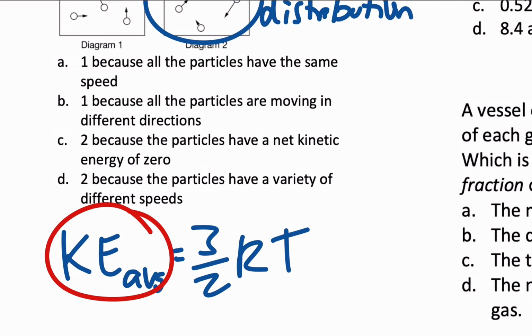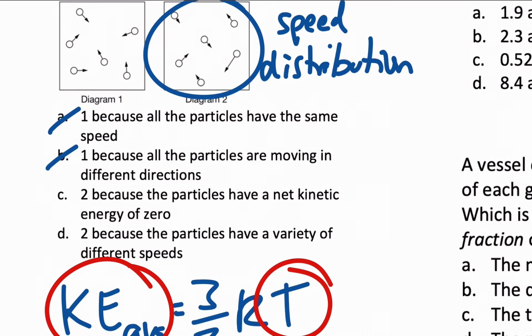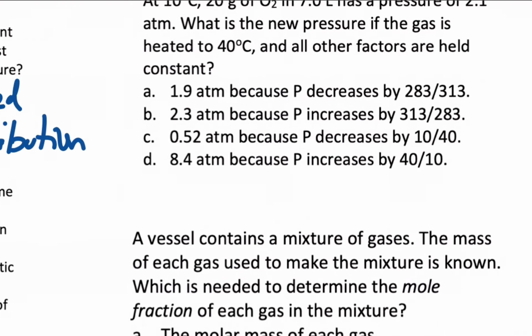Because kinetic energy is what temperature measures on a macroscopic scale, but there's a distribution of speeds. They're actually not all the same. So the better diagram would be 2, which means A and B are out. And they say they have a variety of different speeds, so D is the best choice.